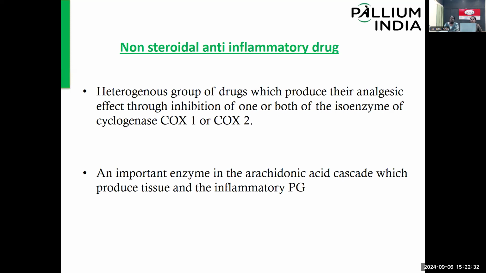These are a heterogeneous group of drugs which produce their analgesic effect through the inhibition of one or both isoenzymes of cyclooxygenase, COX-1 and COX-2. We have isoenzymes of cyclooxygenase. That is, first one is COX-1, second one is COX-2. So by the inhibition of these enzymes, we have an analgesic effect. So this is a heterogeneous group of medicines, not a homogeneous one. It is a heterogeneous group of medicines by the inhibition of COX-1 or COX-2.